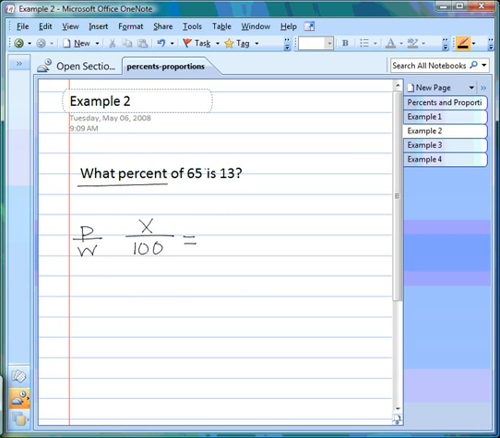Now we've got to figure out with the 65 and the 13, which one goes on part and which one goes on whole. What percent of 65 tells us that 65 is the whole number, which means 13 is the part number. We have our proportion set up, so now we can solve it. We punch it into our handy dandy calculator, and our answer is 20.